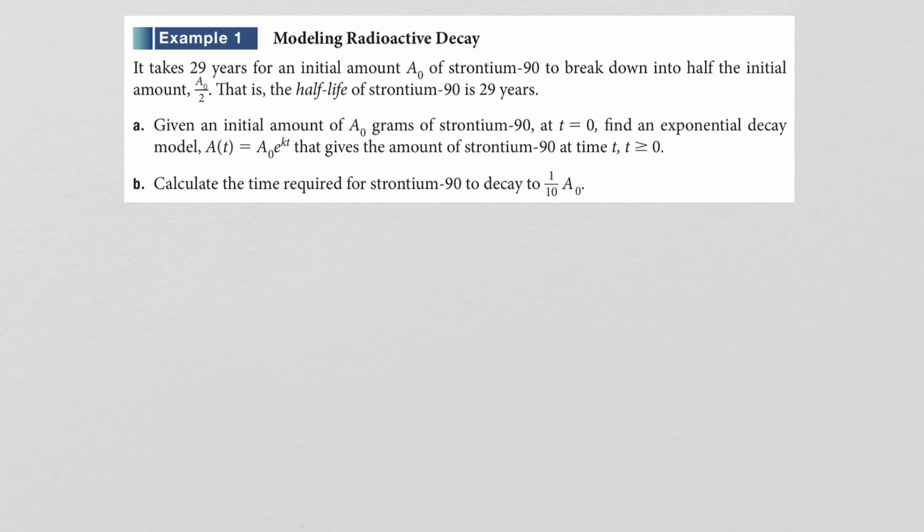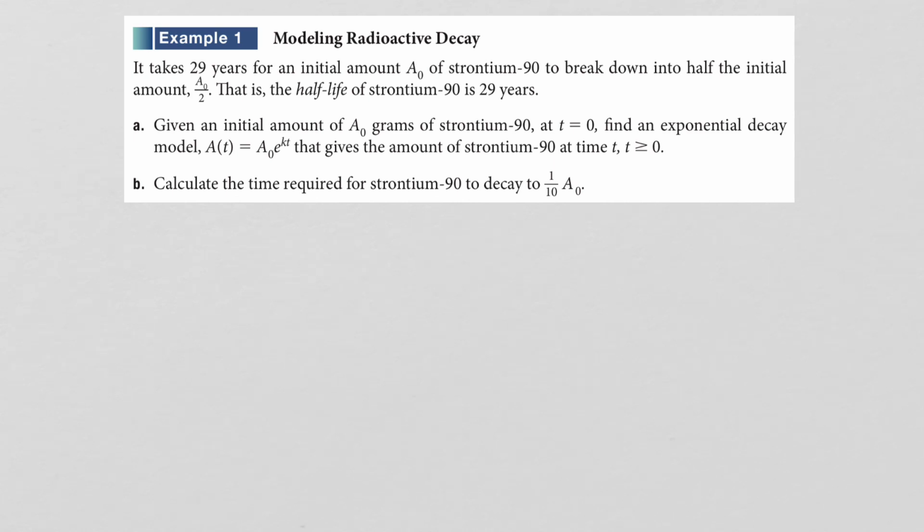So if we're given an initial amount, A sub 0 grams, of strontium-90 at time equals 0, find an exponential decay model, A of t equals A sub 0 times e to the kt, that gives the amount of strontium-90 at a time t where t is greater than or equal to 0.